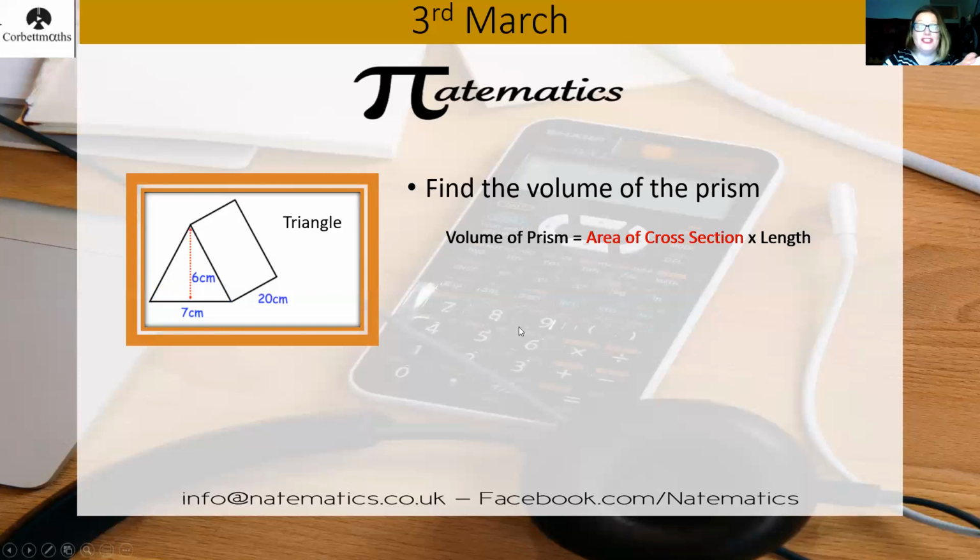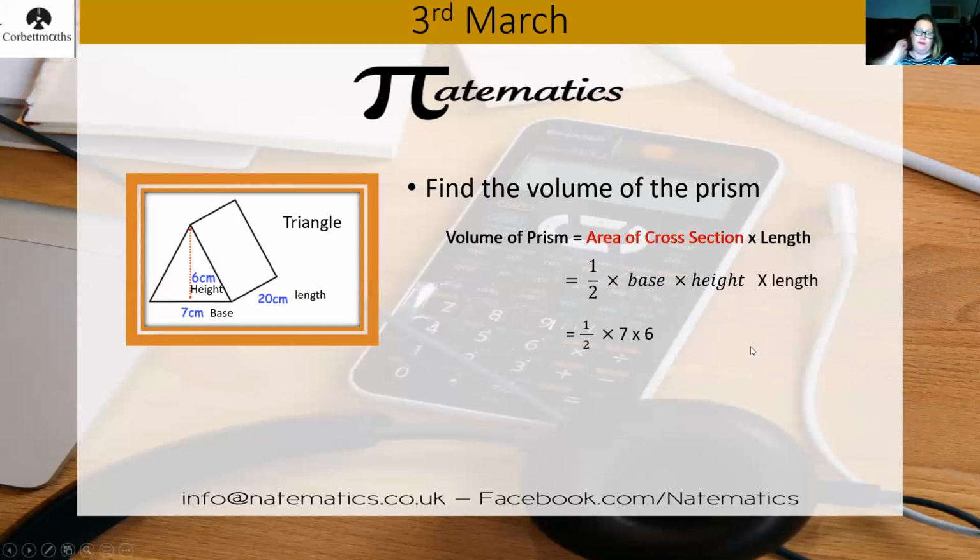And then, how do we find the area of a triangle? It's half base times height. So there's the base, which is 7. The height is 6 centimeters, and it's always what we call the perpendicular height. It's the height that meets the base at a right angle, that good old word perpendicular. And then the length is this 20 here.